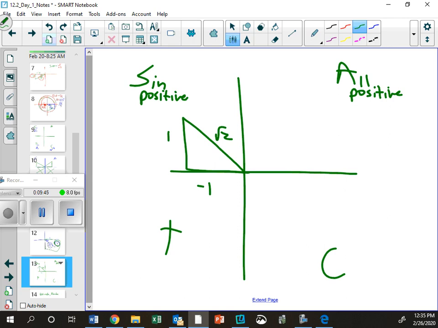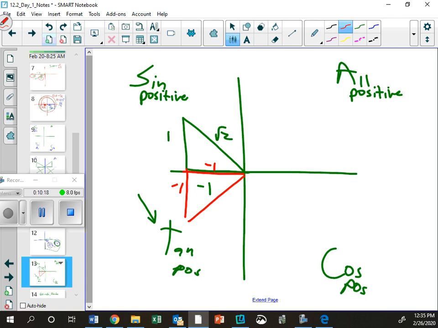And then tangent's positive here, and cosine's positive here. And if cosine's positive, then the other two are negative. If tangent's positive, then the other two are negative. You might be thinking, how is tangent positive down there? Both sides are negative. It's because both sides are negative. -1 and -1. And when you divide TOA, opposite over adjacent, you have two negatives. They cancel out. Tangent's positive down there.